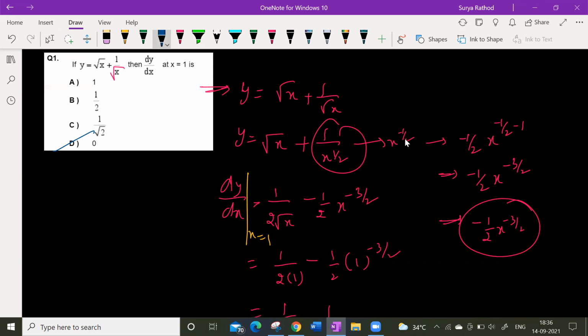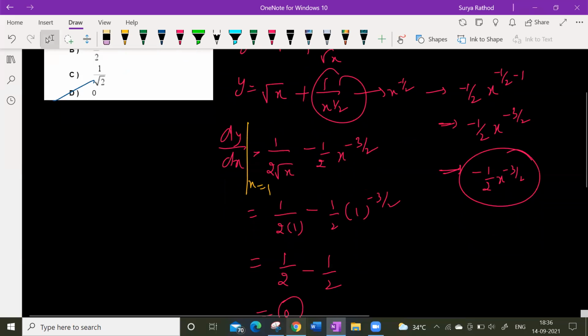We made a mistake. The question itself, it should have been x root x here. Okay, root x here. So next question. We'll go for the next question. Abhinaya, you solve this question.